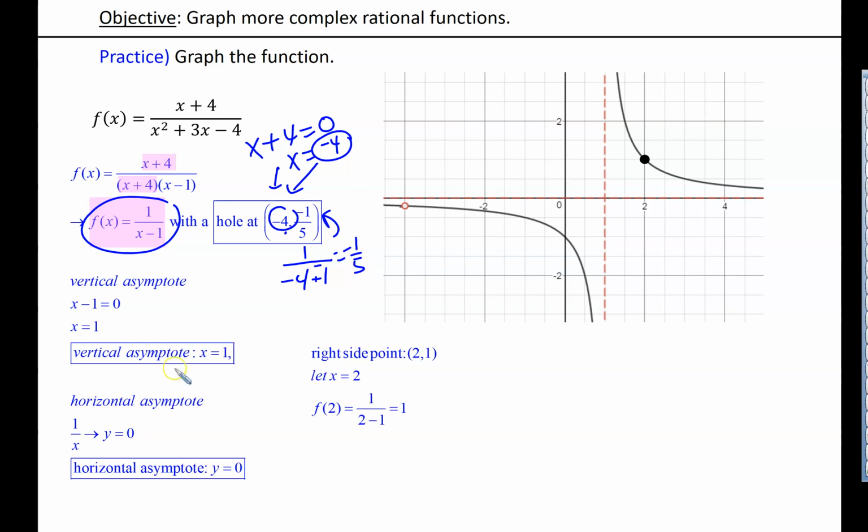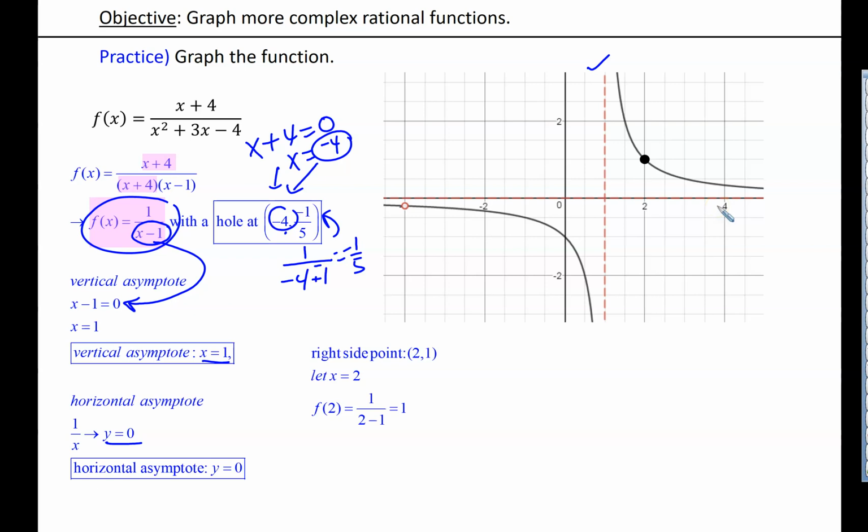Your vertical asymptote is at x equals 1, because that is where the denominator factor of x minus 1 in the reduced function is equal to 0. So we have that, which is right here. Your horizontal asymptote is a ratio of 1 over x, which tells you that you get y equals 0, your x-axis. And here I put a dashed line on the x-axis just to make it absolutely clear there.